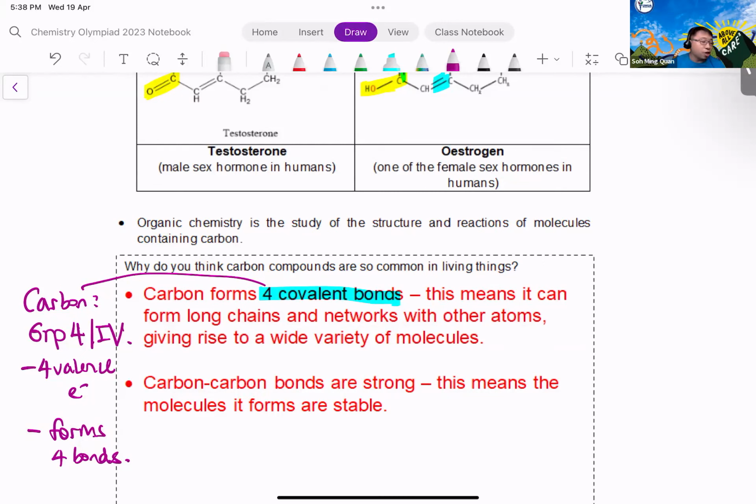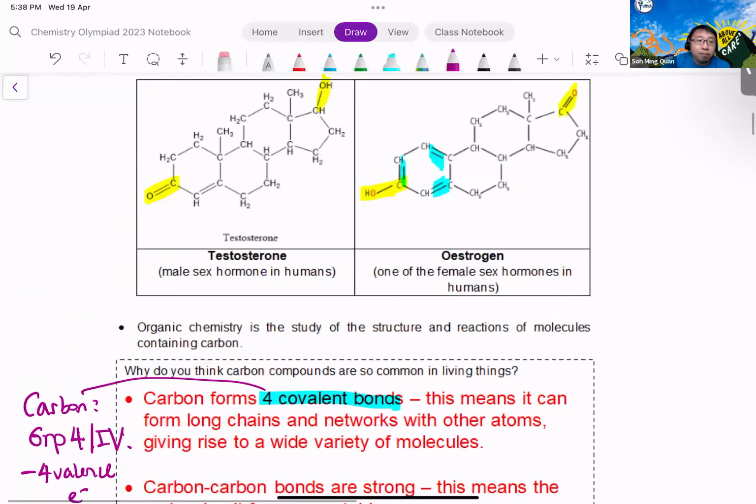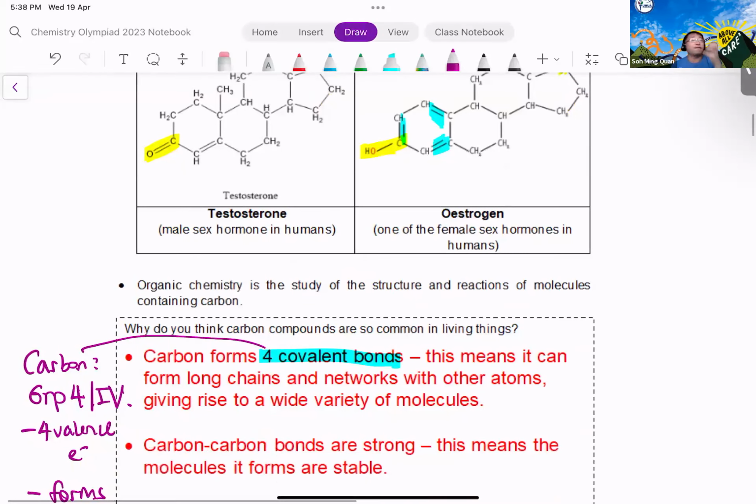All right. So if you look at the molecules, they really form bonds, many bonds, 4 in total. Each carbon forms 4 bonds in total, right? And that has given rise to rings, chains, networks. And besides that, the carbon-carbon single bonds are strong. Therefore, the molecules that are formed by carbon are stable.